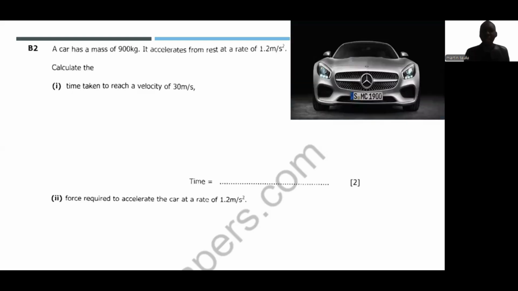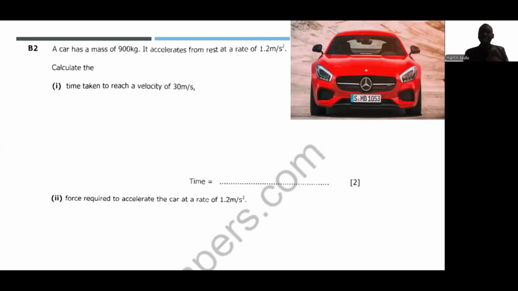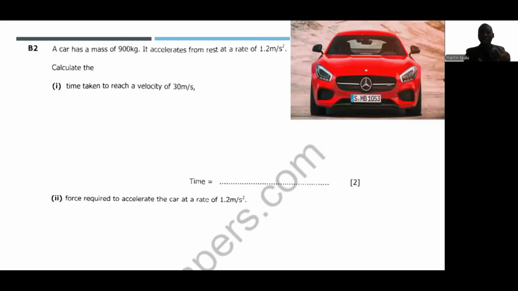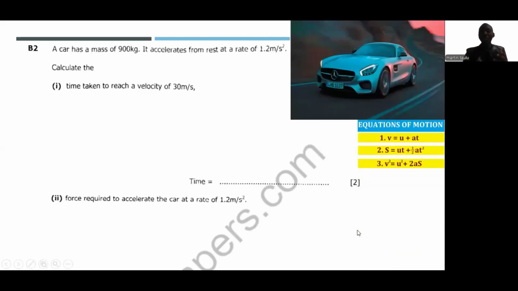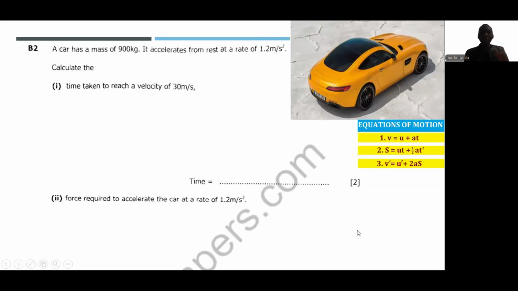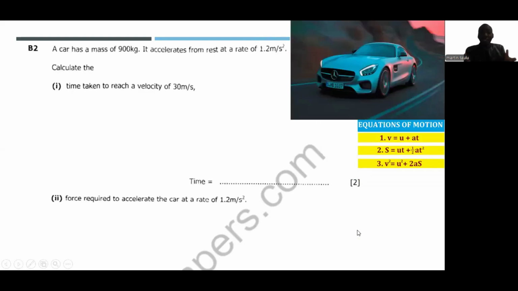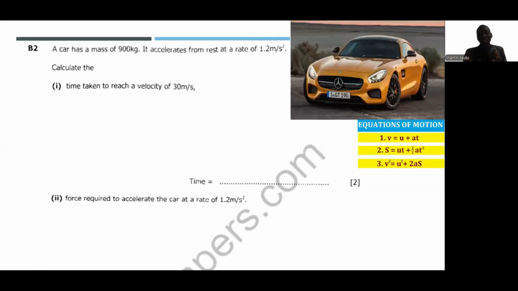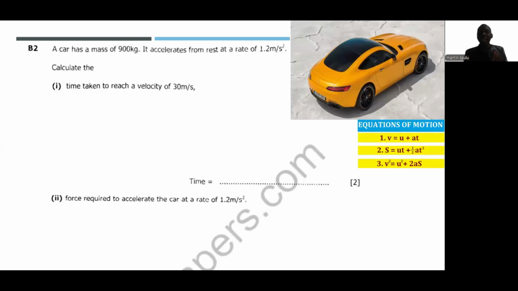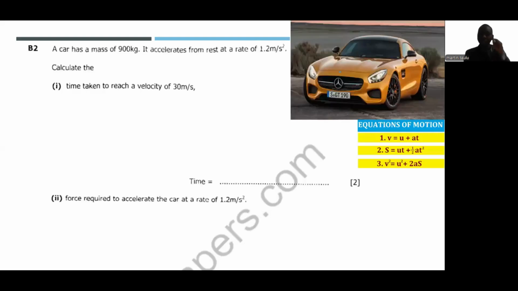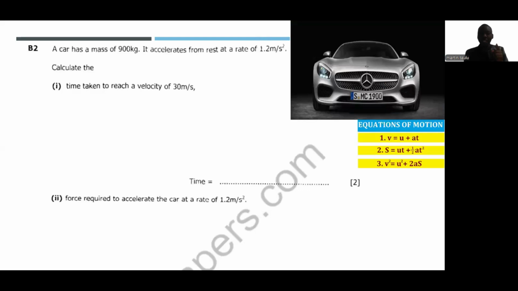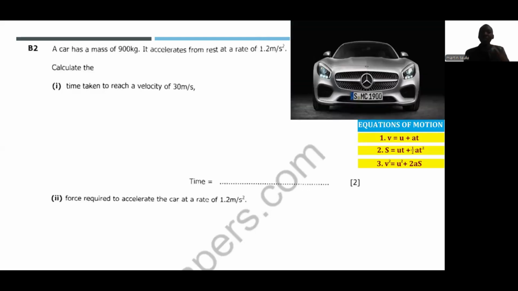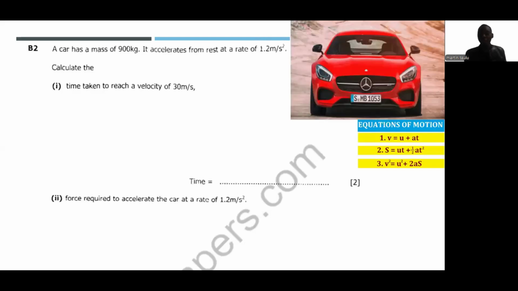Okay, awesome. So every time you are dealing with calculations, what is going to help you are formulas. You need to be acquainted with the formulas. And this topic, basically linear motion, you need to know those three equations of motion that I've just put on the screen. There are three equations of motion that are very, very important. All right? These three formulas must be your secret weapon in the exam room.